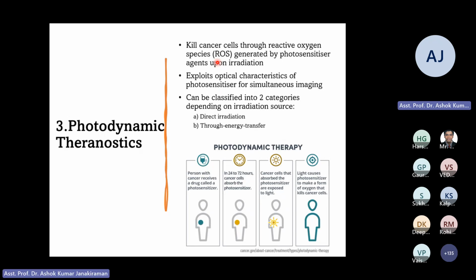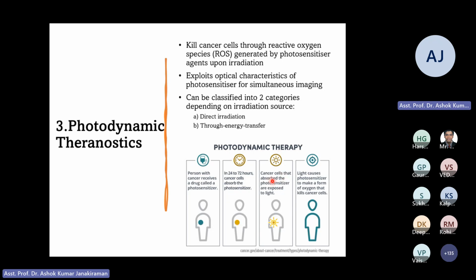Look at this picture. The first step says that the person with the cancer receives a drug called a photosensitizer. After 24 to 72 hours, the cancer cell absorbs the photosensitizer. For example, if the person has cancer in an organ, it gets absorbed 24 to 72 hours after the administration of the photosensitizer.